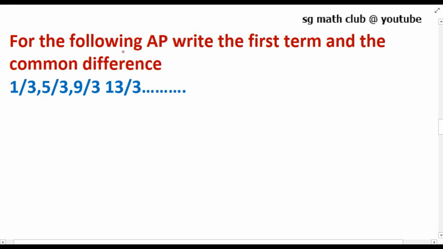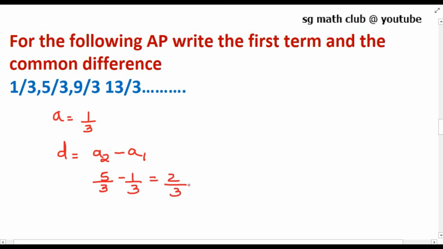Now for the following AP, write the first term and the common difference. So A is the first term, it is 1 by 3. D, the common difference formula is A2 minus A1, second term minus first term, or third term minus second term. So it is 5 by 3 minus 1 by 3, which is equal to 2 by 3.